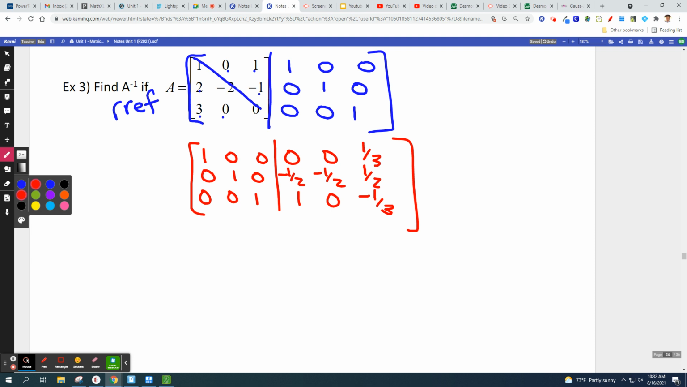Okay, if you noticed, what we've just done is we've changed it from AI to IB. And that B over there is the inverse. And so we're going to have an inverse that's equal to that B.